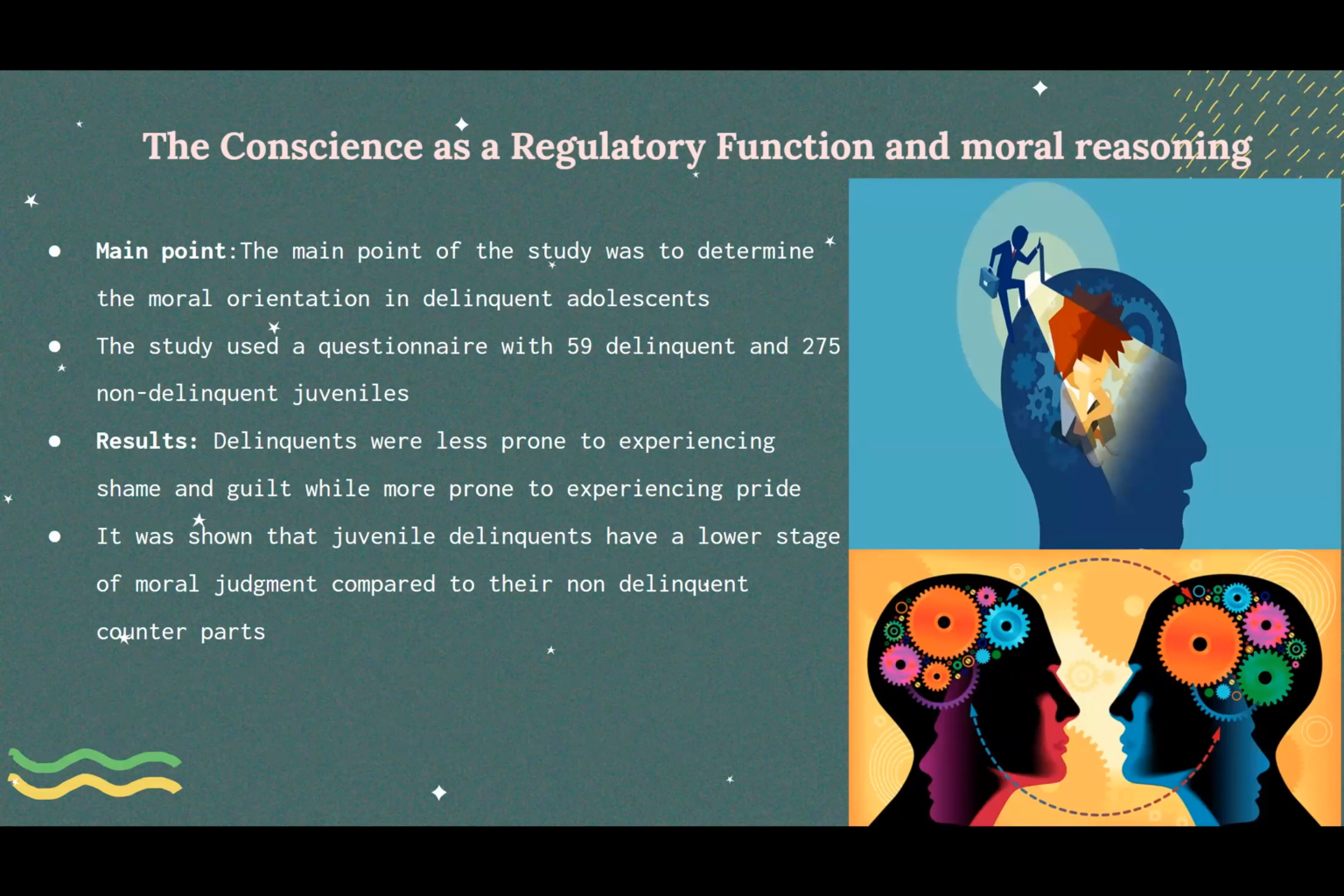The results were that delinquents were less prone to experiencing shame and guilt, while more prone to experiencing pride. It showed that delinquents have a harder time picking between right and wrong and don't feel as shameful or guilty when they do something wrong. It also showed that juvenile delinquents have a lower stage of moral judgment compared to their non-delinquent counterparts.